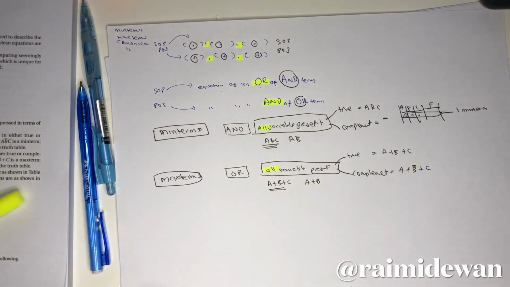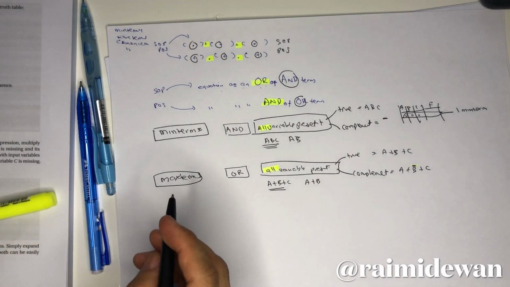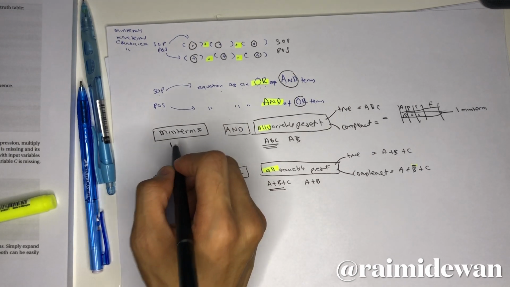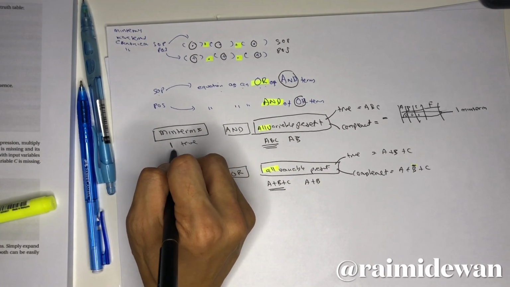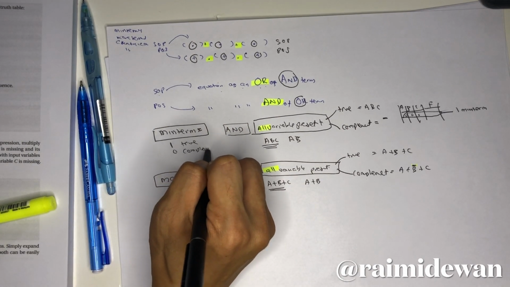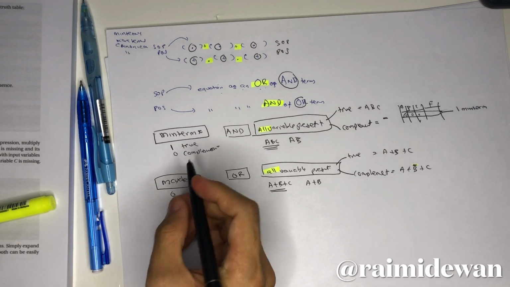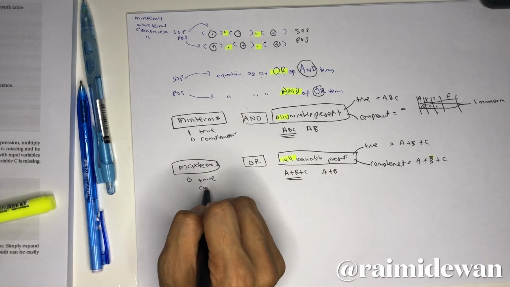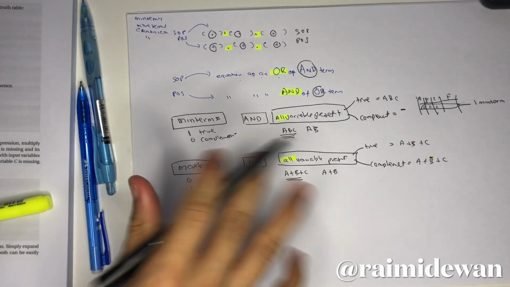And then for the minterm, 1 means the variable is true, meaning not complemented, and 0 means it's complement. Don't worry if you don't understand, I will explain later. For the maxterm, however, 0 is true, and the complement is 1. You can see the difference, right?